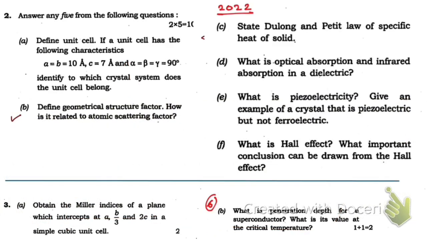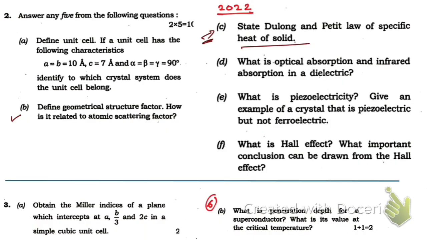Now question number 2c of 2022 is this: state Dulong and Petit law of specific heat of solid. So what is going to be the statement of this law? Here is the answer to 2c, Dulong-Petit law. Though the question asks to state the Dulong-Petit law, only for the statement 2 marks will not be given. And I haven't got such a one-sentence statement in any book, so you must write these things. Now let's move on to the next question.